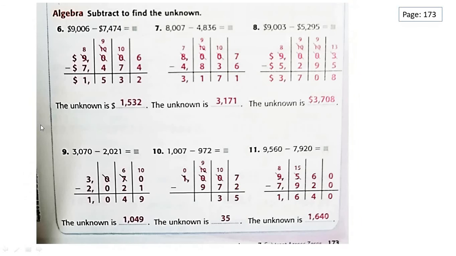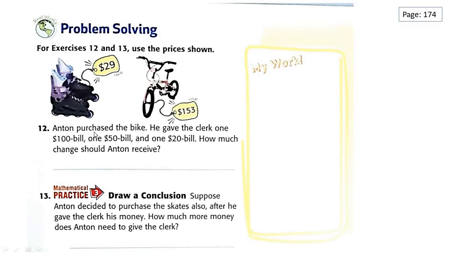Here it is. Let's solve the first problem. From problem number 12, Anton purchased the bike. Here we have this bike and its price is 153. He gave the clerk a 100 bill and a 50 bill and a 20 bill. The question is, how much change should Anton receive? Again, we have to find the difference between what and what.